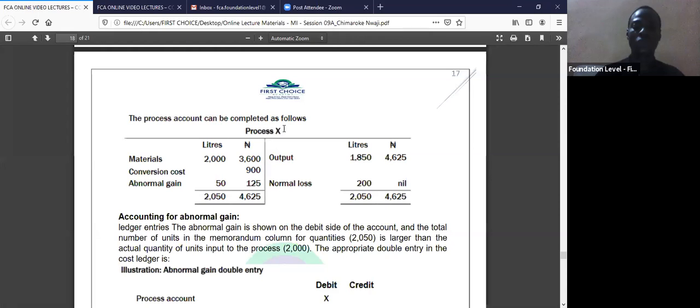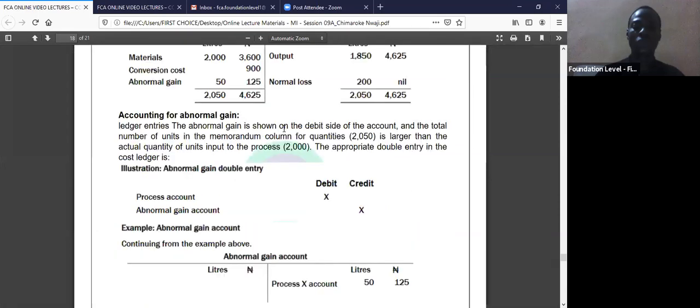So how do we account for abnormal gain? Look at the ledger entry here. You said the process account is a gain account. So each time you are dealing with profit in the ledger, you credit any profit, you credit your liabilities, you credit your equity, you credit your revenue. Then what do you debit? Assets. You also debit what again? You debit losses.